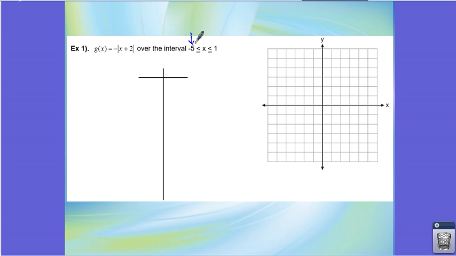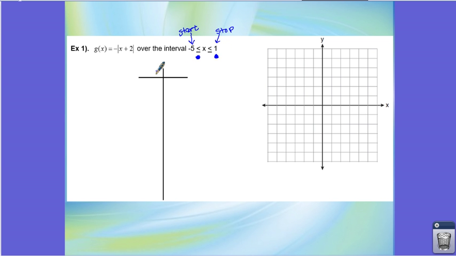This negative 5 tells us where to start. And because it has an or equal to sign, we know we would use a shaded circle by negative 5. The positive 1 tells us where to stop the domain, and would also have a shaded circle because it has an or equal to. So if we wanted to create a table of values, we now know where to start the domain and stop the domain.